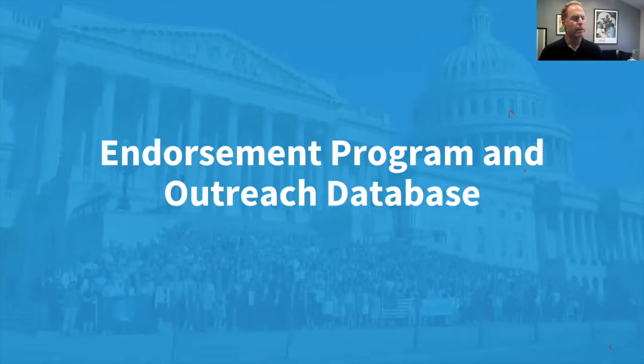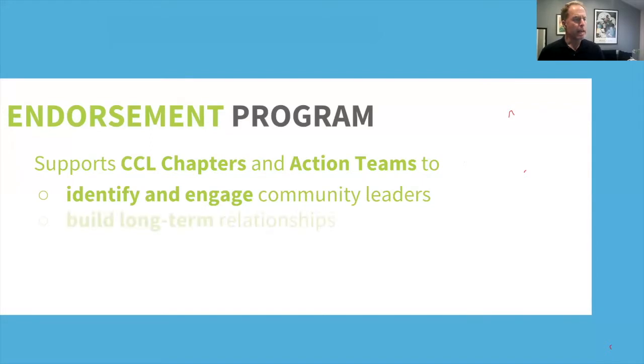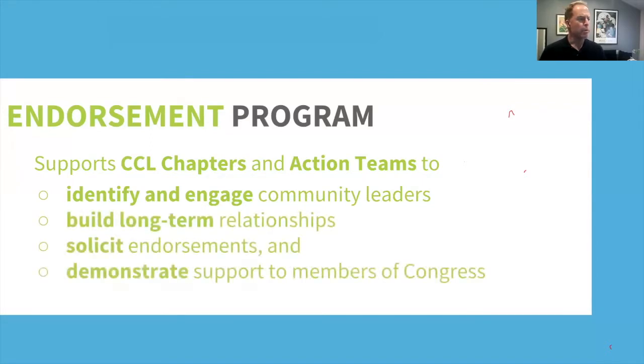All right, let's talk a little bit about the endorsement program and the outreach database. These are initiatives that were spawned directly by the work that Jay Butera did in Florida. These are all modeled on the amazing work that Jay did. So I've mentioned chapters and action teams, but how does the endorsement program work with chapters and action teams? Well, the endorsement program is all about identifying and engaging community leaders, building long-term relationships with those community leaders. And that's really engaging with them not only to sign a piece of paper that we can deliver to a congressional office during a lobby meeting, but really we want to have a long-term relationship where we can ask them to do more.